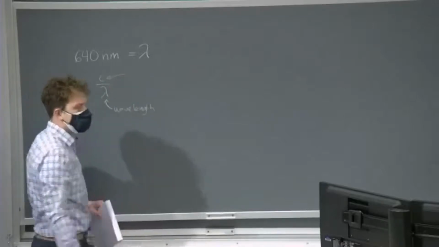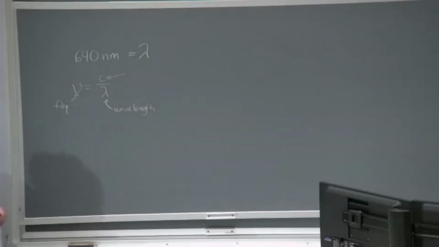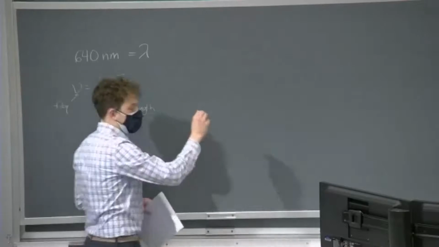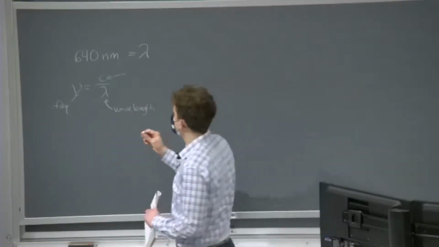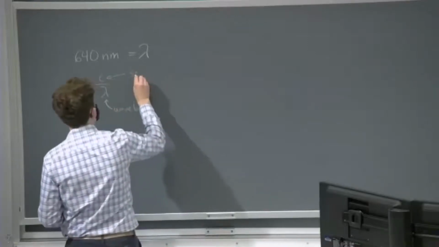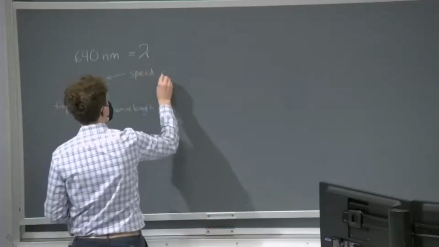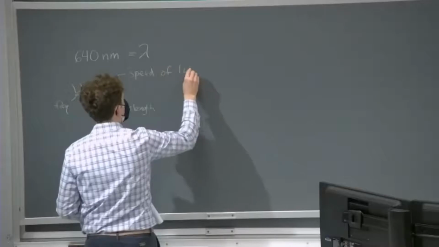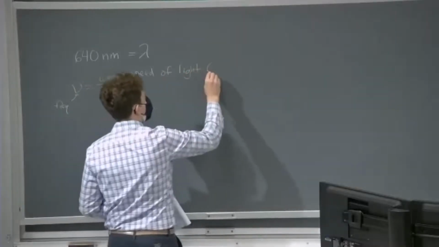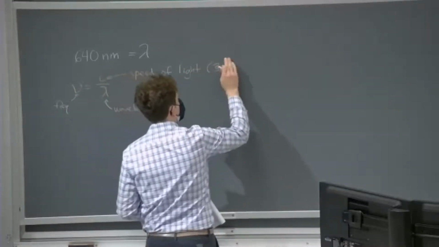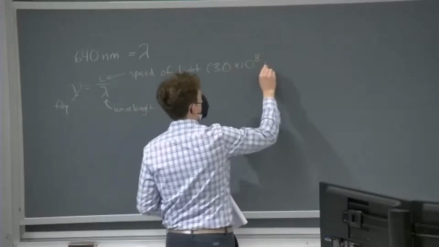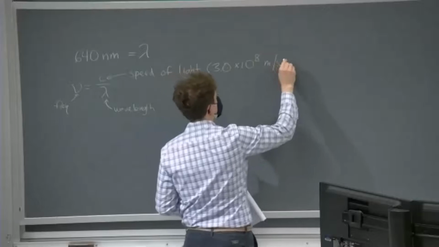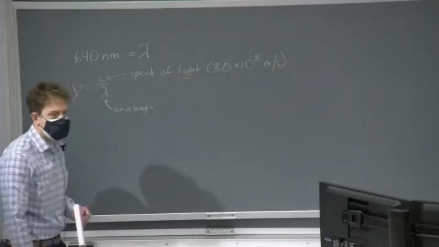What is C? Speed. Specifically, the speed of light, a special speed which is a constant that you could memorize: 3.0 times 10 to the 8th meters per second. Okay, so that gets us started.